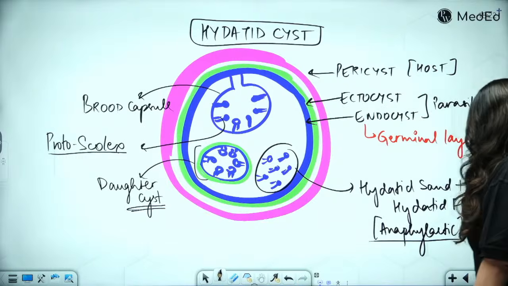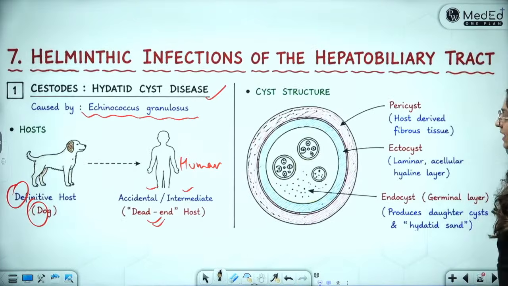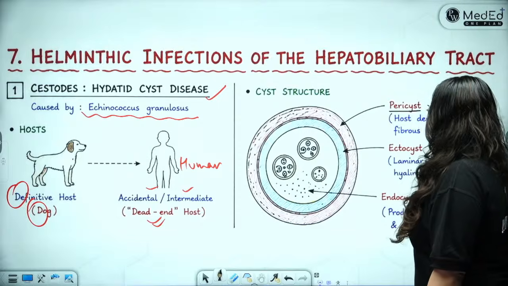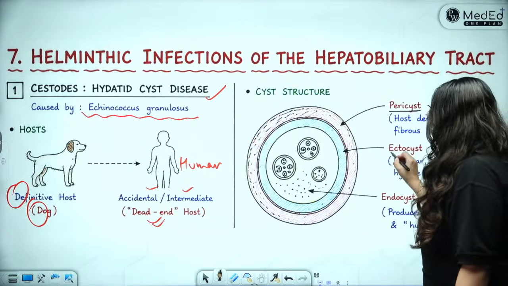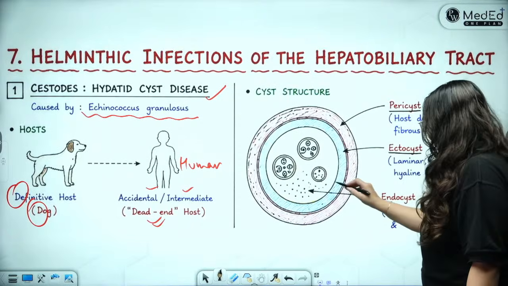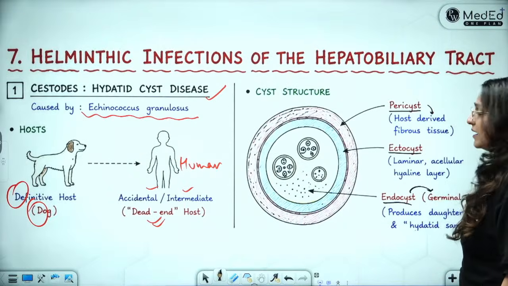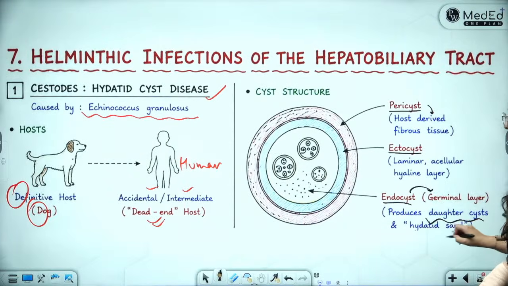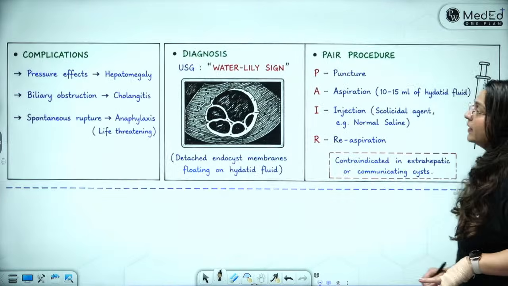All right. Done. So we were just seeing the hydatid cyst. There is a pericyst which is host derived fibrous tissue. Inside is the ectocyst which is hyaline. Endocyst which is the germinal layer. It produces the daughter cyst and the hydatid sand. All right. And we will draw that too.